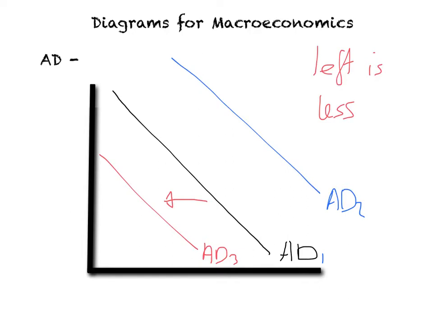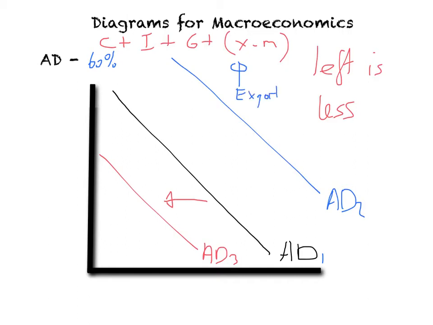Okay, so what are the factors that can make AD go left or right? They are anything that changes in C plus I plus G plus X minus M. Now, just to go through them really quickly, and I'm hoping you guys know these ones, but C stands for consumer spending, and consumer spending is about 60% of AD, so it's quite a big part of AD. I stands for investment, and remember, investment is spending by firms on capital goods. G stands for government spending. And then X, annoyingly, remember, stands for exports.